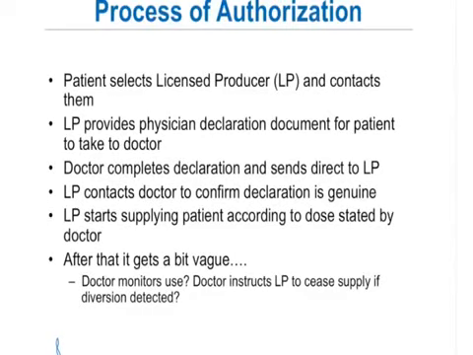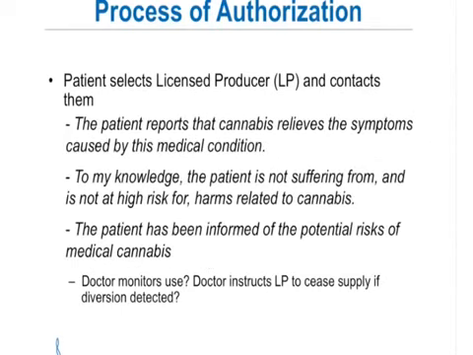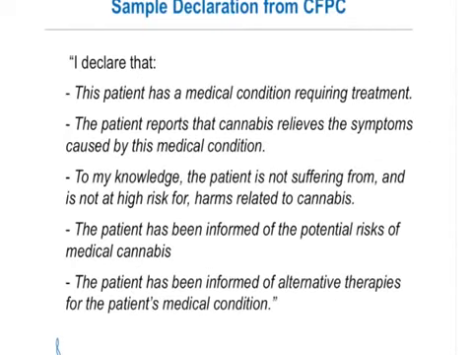So these are all these little things that are going to have to be sorted out as time goes by. I've put here just a sample declaration from the College of Family Practitioners of Canada, which is very similar to the Health Canada declaration. These are some of the things that are suggested that are included in the declaration. That the patient does have a medical condition that warrants a trial of treatment with medicinal cannabis, or that the patient has reported that medicinal cannabis relieves the symptoms that are caused by a medical condition.